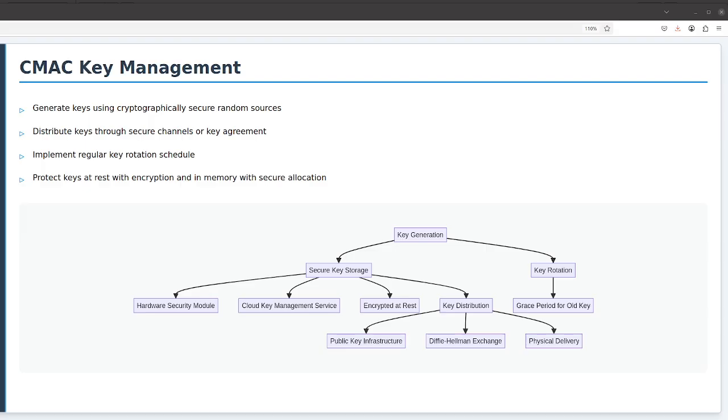Key storage requires protecting keys both at rest and in memory. At rest, keys should be encrypted using a key encryption key, which itself might be protected by a hardware security module. In memory, minimize the time keys remain in plaintext and use secure memory allocation functions that prevent the key from being swapped to disk. When keys are no longer needed, securely erase them from memory using functions that prevent compiler optimization from removing the erasure.